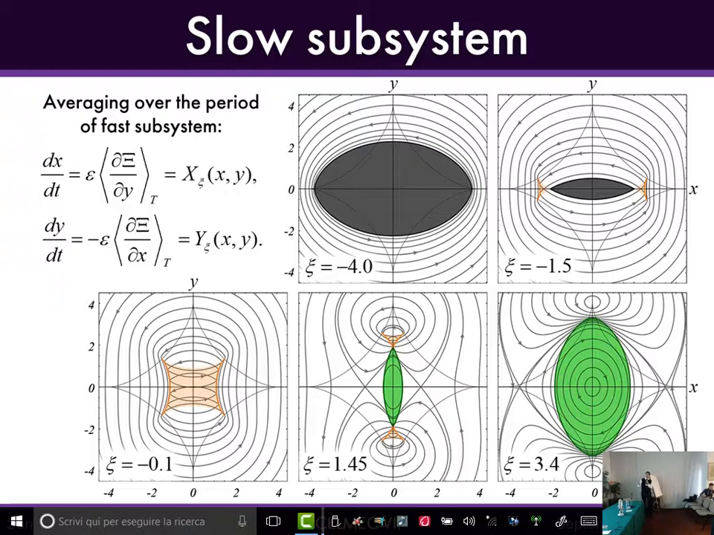Thus we can solve it and obtain phase portraits of slow variables. Here there are four different levels of Hamiltonian. And one thing that should be noted here is that in the orange region, there are two different librating solutions for fast subsystems. There are two families of trajectories on the phase plane of slow variables.